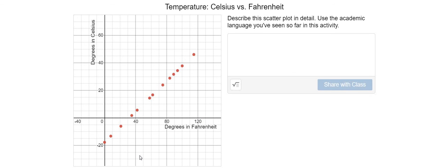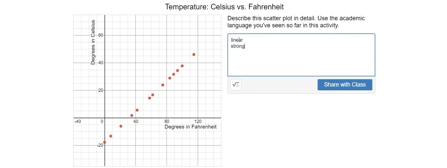Okay. In this graph, we're looking at temperature in degrees Fahrenheit and degrees Celsius, because they're both temperatures of the same thing. So we can see that this one is exactly in a straight line, so it's certainly linear, it's definitely strong, and it's also positive. So as the temperature measured in Fahrenheit increases, it also increases in degrees Celsius.